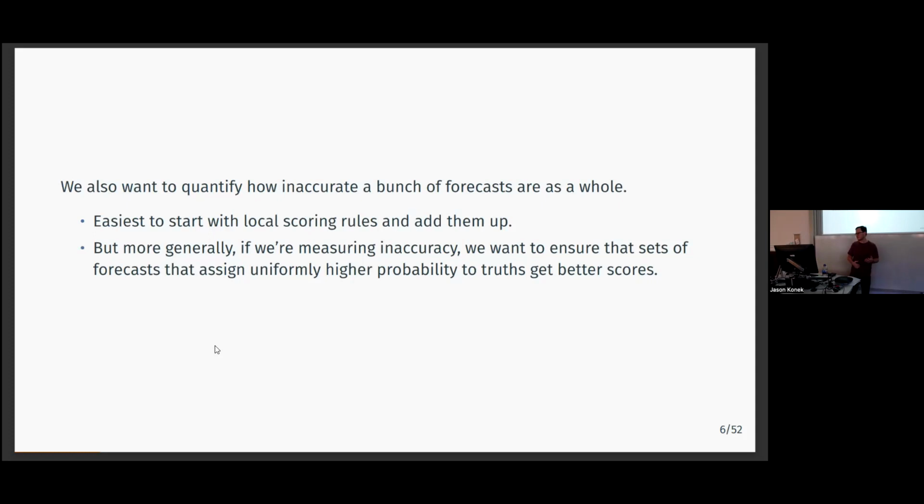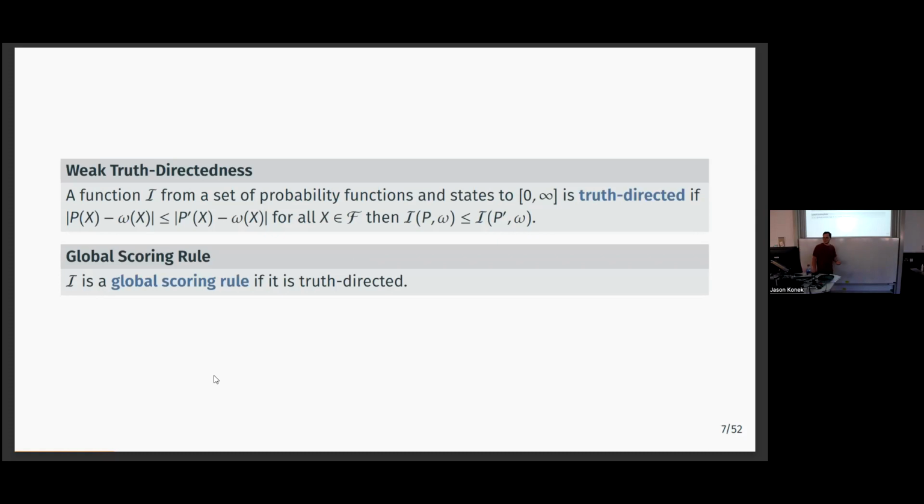You might also, as I was alluding to, want to think about how inaccurate a bunch of forecasts are. Say you forecast rain every day for a year, and we want to see how you did. One method is to take the local rule for each one and add it up. But more generally, all you really want is this accuracy-style approach, that when you're closer to the truth, you do better. So let's take this weak truth directedness.